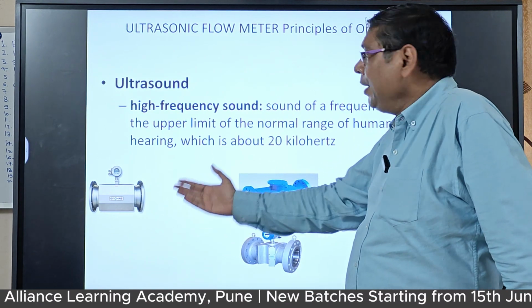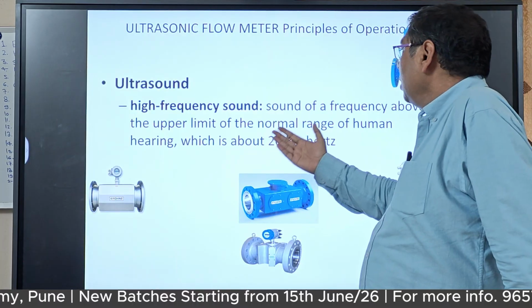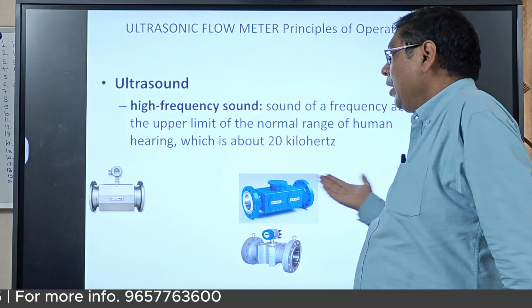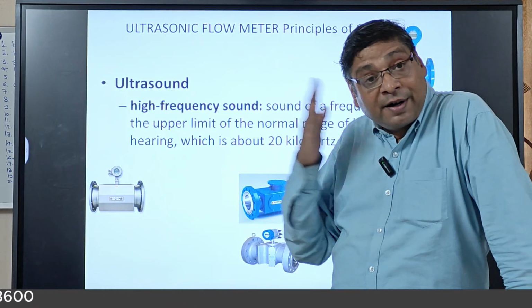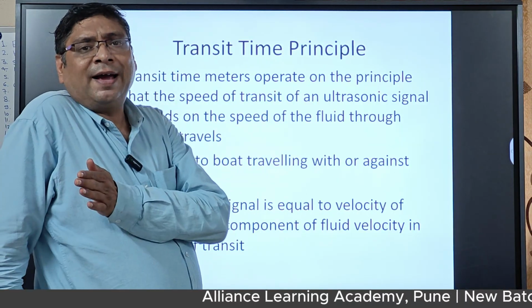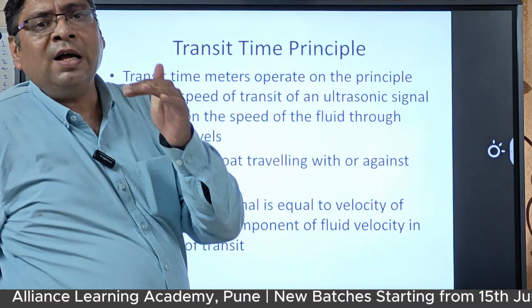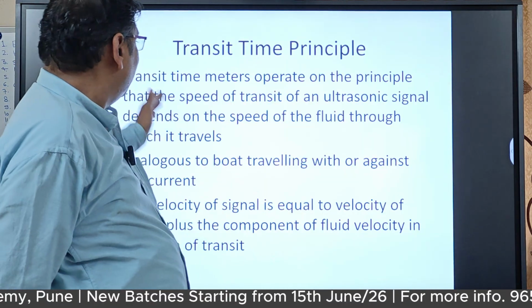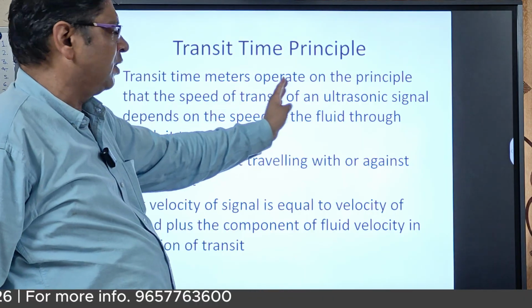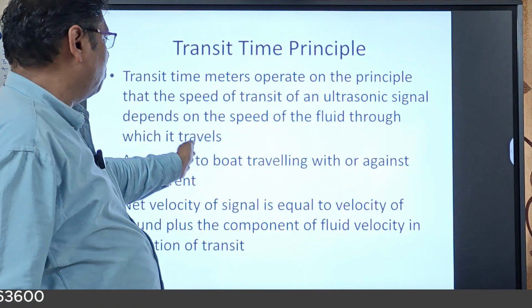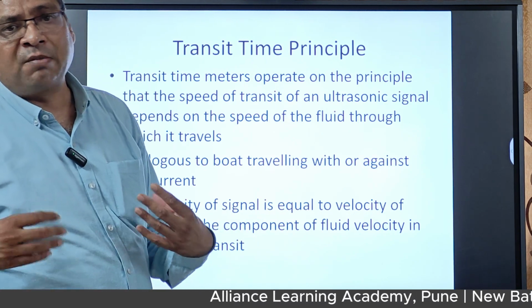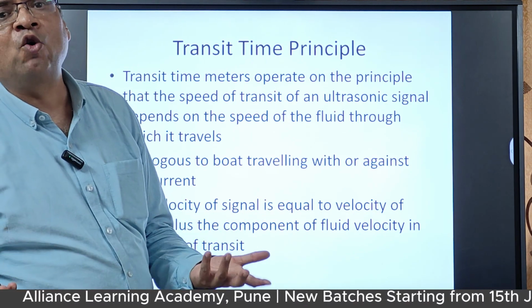High frequency sound is a frequency above the upper limit of the normal range of human hearing, which is about 20 kilohertz. The principle is time of flight. Transit time meters operate on the principle that the speed of transit of an ultrasonic signal depends on the speed of the fluid through which it travels. If it is water or some other fluid, there will be a different sound velocity.